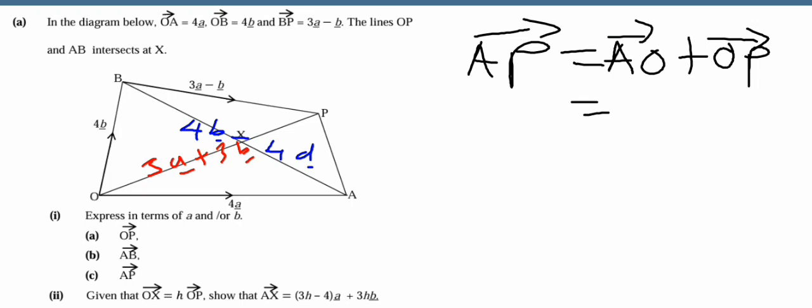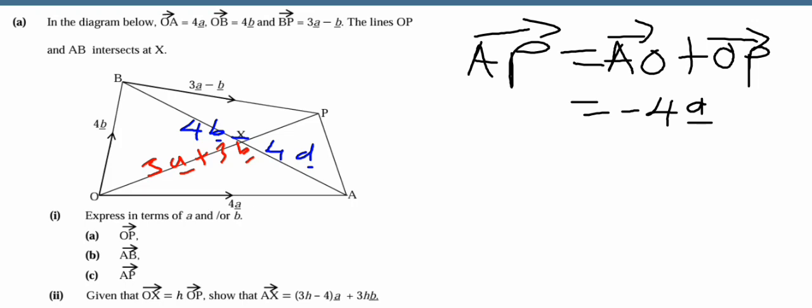Now, what is our AO? As you can see here, when we move from A up to O, we are going against an arrow, or the direction of a vector. Here we are going against an arrow, meaning we are going to put a negative to a vector here. So we can say 4a vector, which is negative 4a vector.